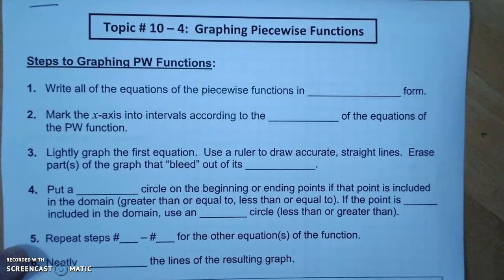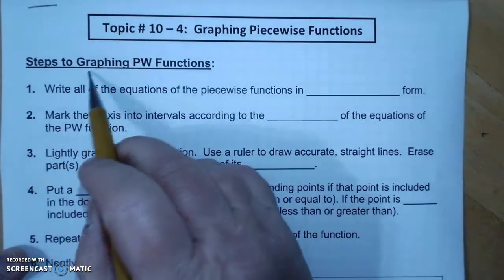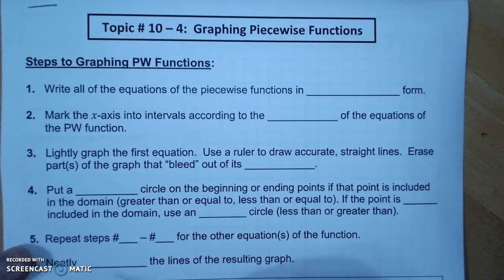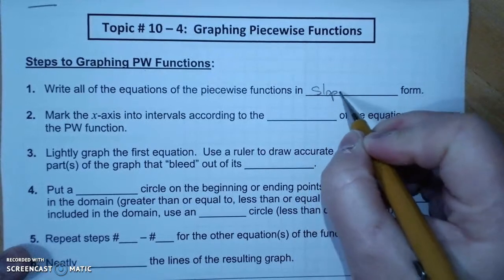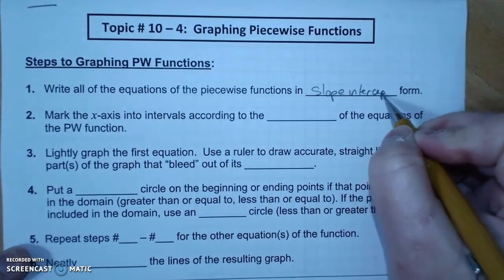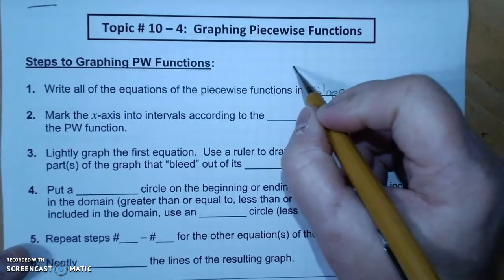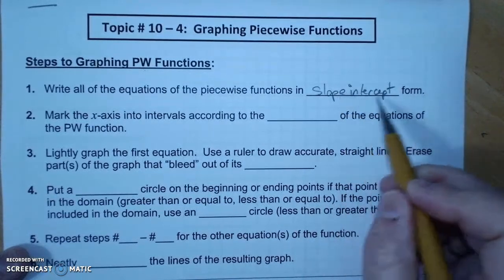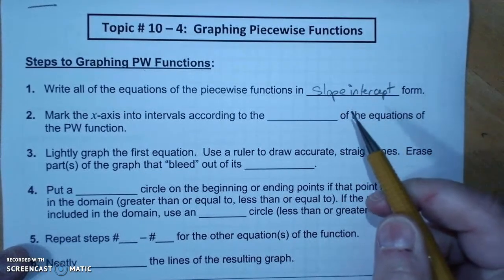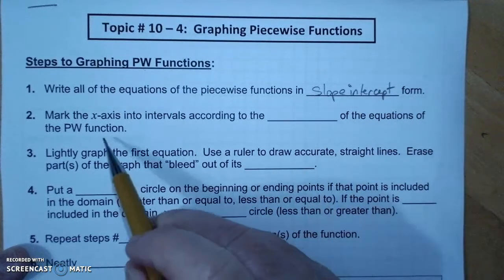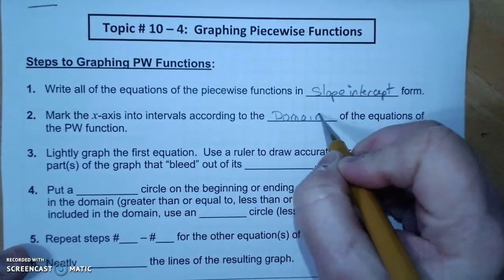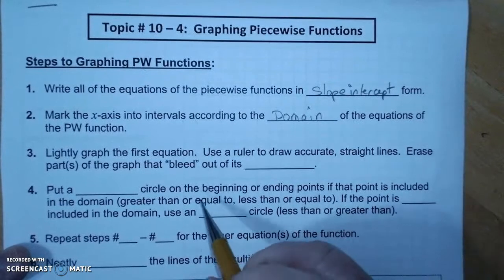Okay, here we go. These are the steps to graphing piecewise functions. If you are given the graph, they are always going to be in slope-intercept form. That just means they won't be in standard form, and your y's won't show up on the right side of the equation. Mark the x-axis into intervals according to the domain. This hinges on domain, not on range, of the equations of the piecewise function.